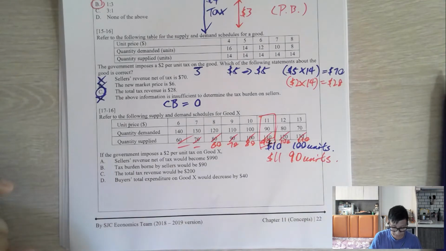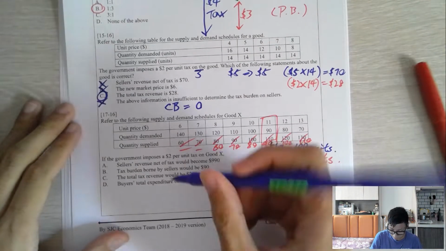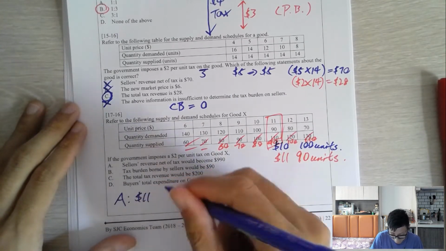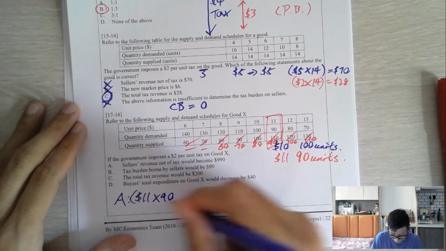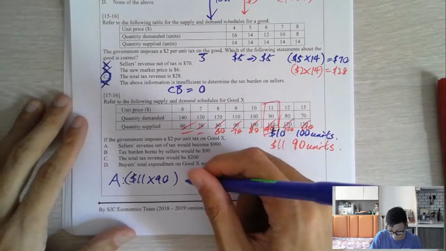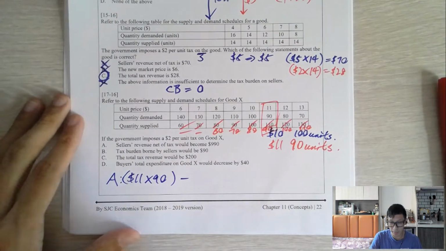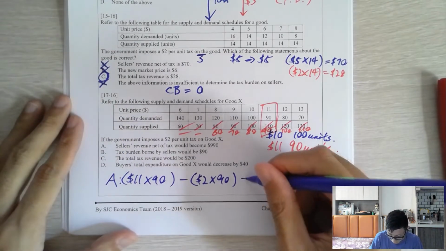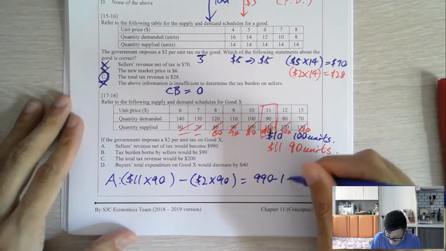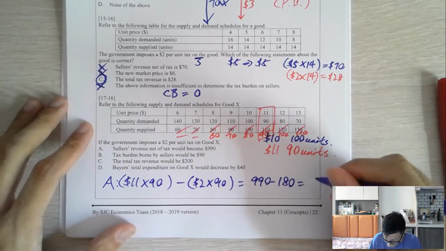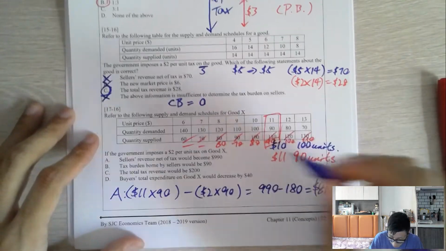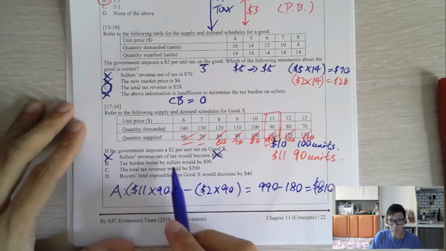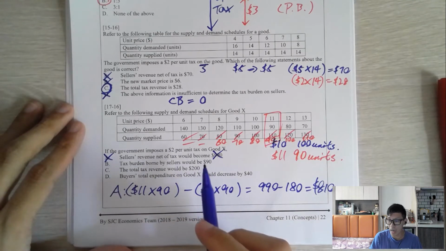So let's try. Seller's revenue net of tax. 我哋計下咪知咯，好嘛？How? Here, $11 times 90. This is before tax. But we need to minus tax payment. Tax payment, $2. Okay, this would be 990 minus 180, which would be 810. Not the answer we want. A 唔啱咯，好嘛？Tax burden borne by sellers would be $90.